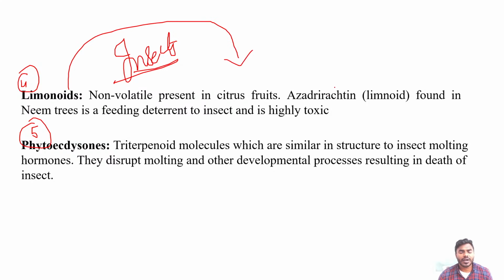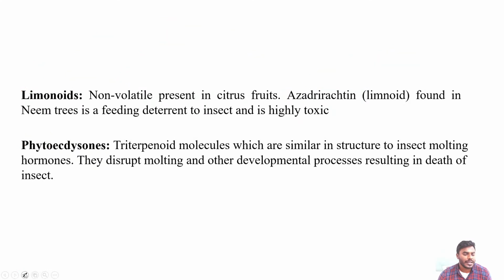The powerful example which is present in the neem tree, which we can call azadirachtin. What is the speciality of this azadirachtin? We have discussed, friends. It is nearly active against 20,000 types of insects. Please do not get confused with that particular point. Next one, phytoecdysones. What are the phytoecdysones?